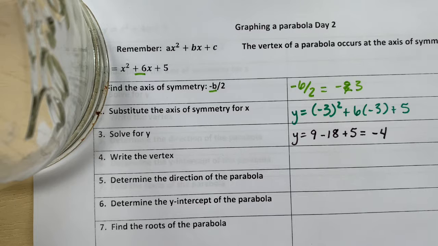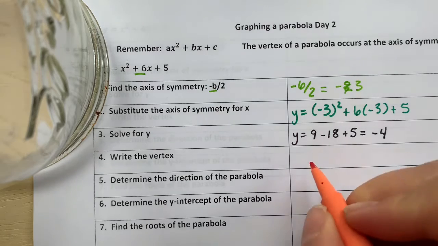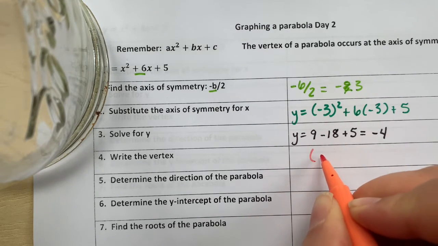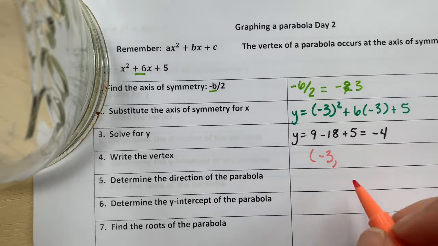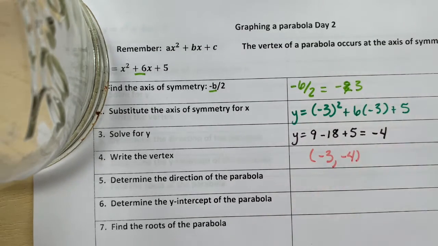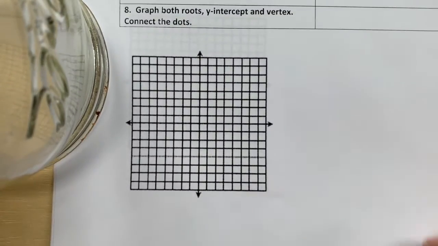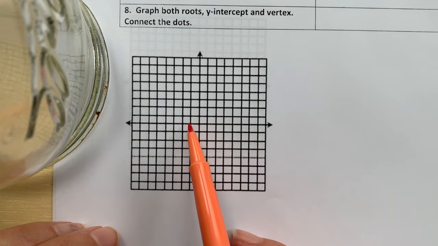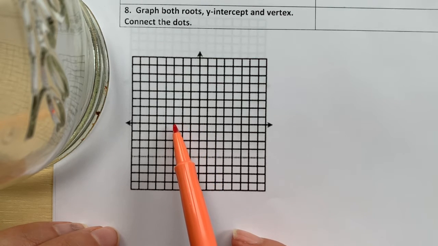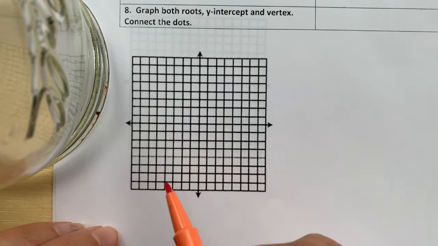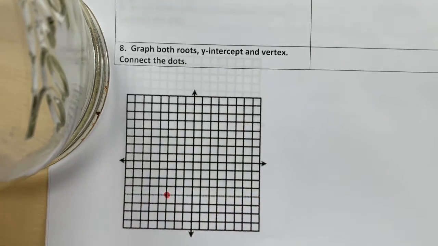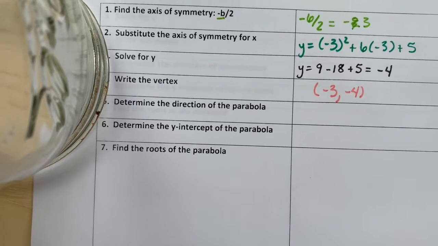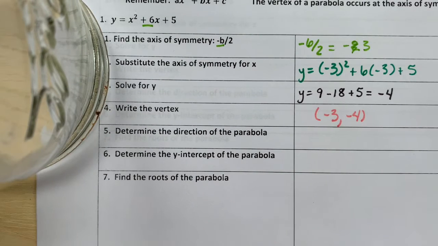So now it wants me to write the vertex. The vertex is always my first number, negative 3, and what we solved for, negative 4. I'm going to plot this on my graph. So negative 3, 1, 2, 3, negative 4, 1, 2, 3, 4. This is my vertex. It's either the highest or the lowest point of my parabola. Let's find out which it is.